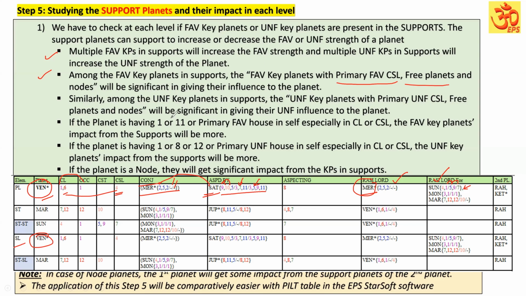So now the planet is having favorable key planets in support. It has got multiple favorable key planets, and also a free planet and primary cuspal sublord are present. So now that Venus has got very good key planets in its support. So favorable strength is increased, unfavorable strength is not further supported.